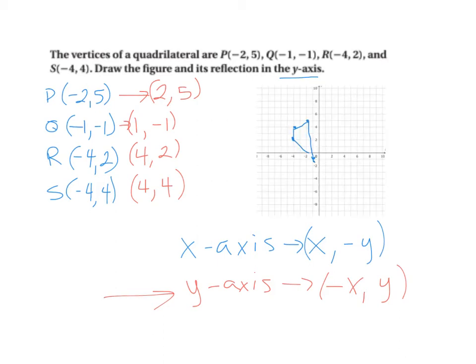So here I've drawn the trapezoid shape in the blue. And now we're going to put in the new locations. So I've got (2, 5), so over 2, up 5. I've got (1, -1). I've got (4, 2). And I've got (4, 4). So if I can connect these lines, you can tell that that's a reflection over the y-axis. And so today our focus is this formula right there.